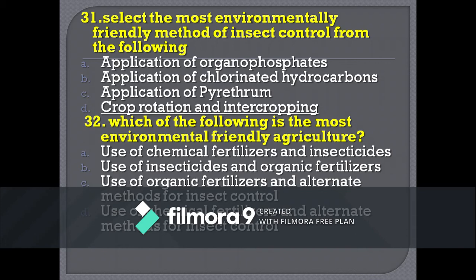Now, which of the following is the most environment friendly agriculture? So here one more question based on the same concept. So options are use of chemical fertilizers and insecticides, use of insecticides and organic fertilizers, use of organic fertilizers and alternate method of insect control, use of chemical fertilizers and alternate method of insect control. So the best answer, the correct answer should be C, use of organic fertilizers and alternate method of insect control.